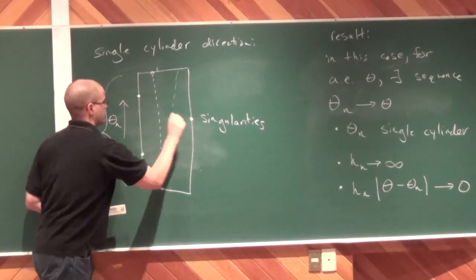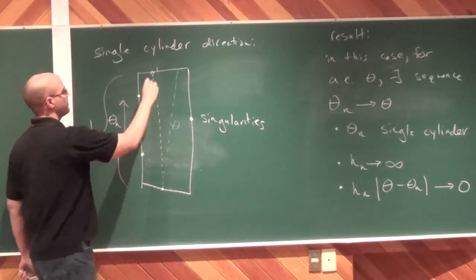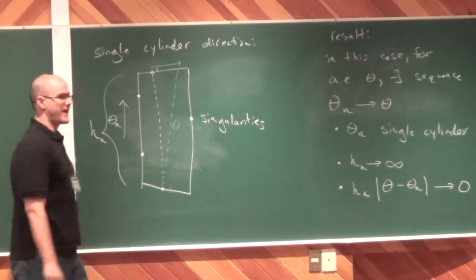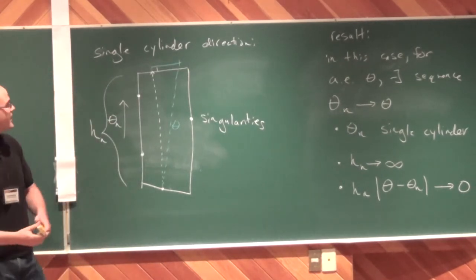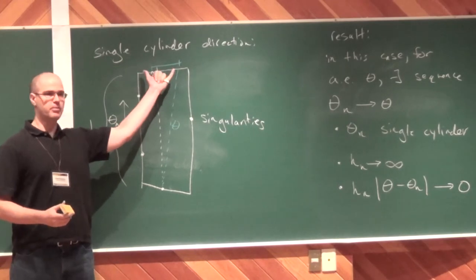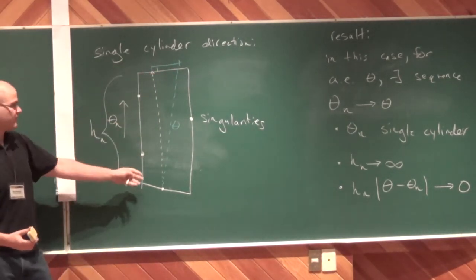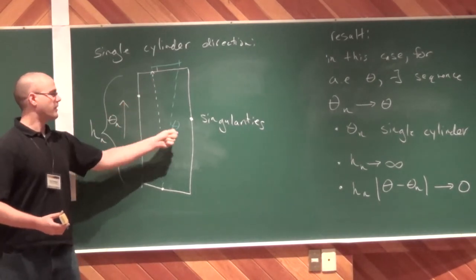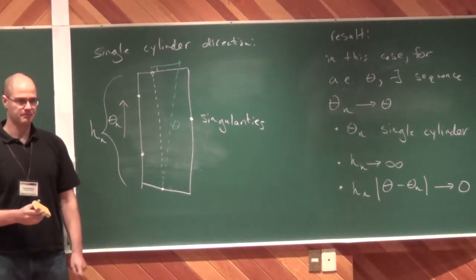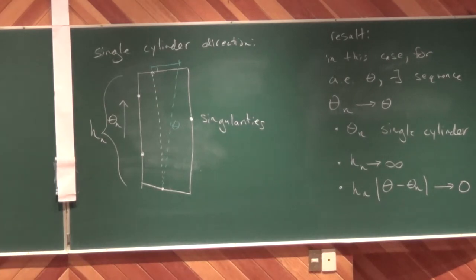So this is direction theta. The point is that this gap goes to zero even as a proportional component of the width of the cylinder. So even as the lengths are going to infinity, the error between this approximation vanishes. So what's the simplest square tiled surface? It would just be the torus.